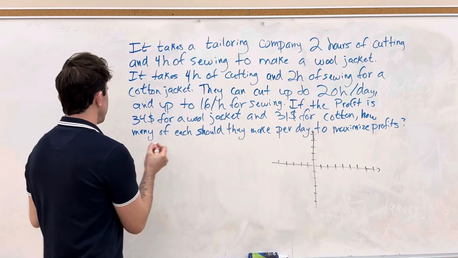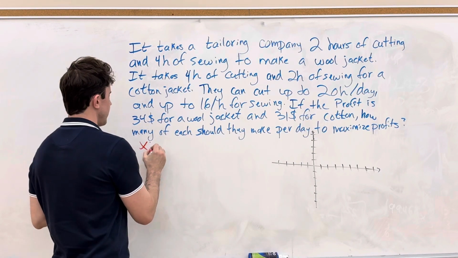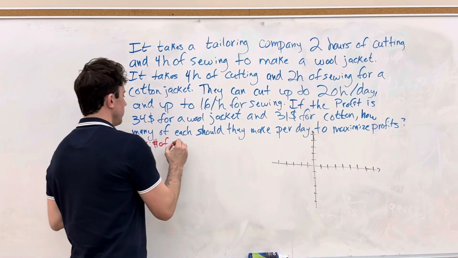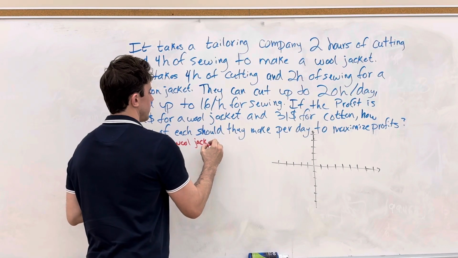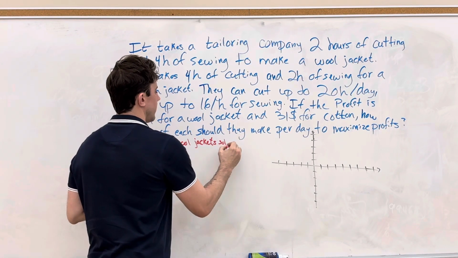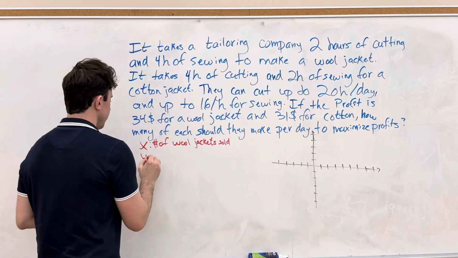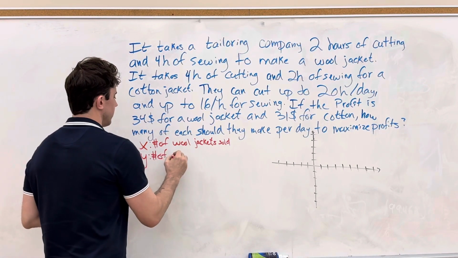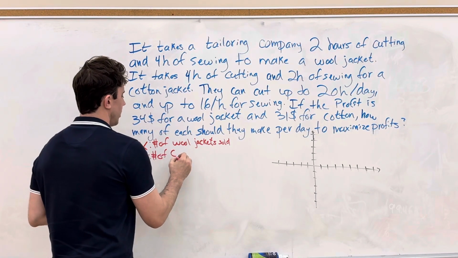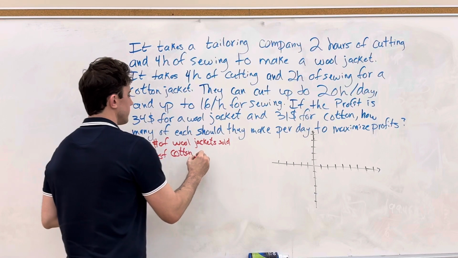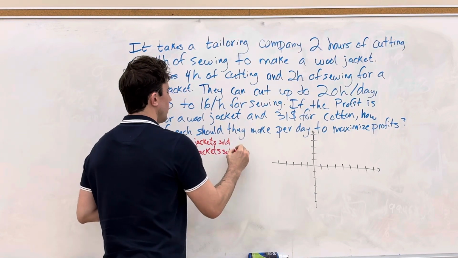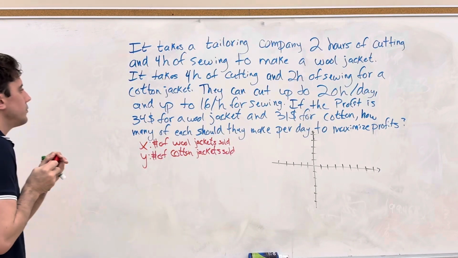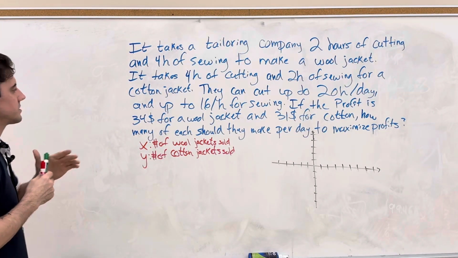First and foremost, let's start with our variables. I'll use X for the number of wool jackets sold for simplicity's sake, and I'll use good old Y for the number of cotton jackets sold. Now, with our variables properly defined, we can move on to our restrictions.